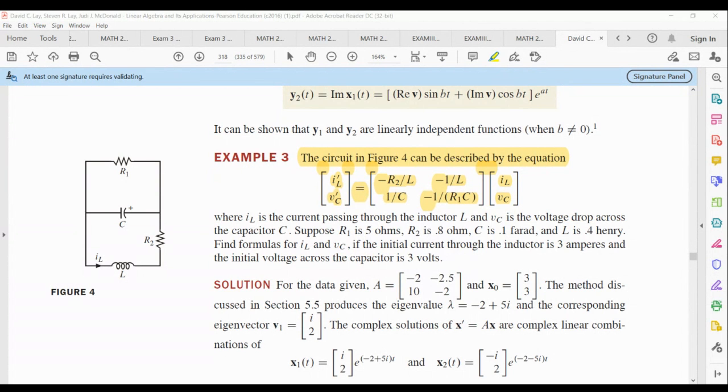I sub L is the current passing through an inductor L, and V sub C is the voltage drop across the capacitor. Okay, and so of course these equations would relate to Kirchhoff's law. How many have heard of Kirchhoff's law, maybe in physics?